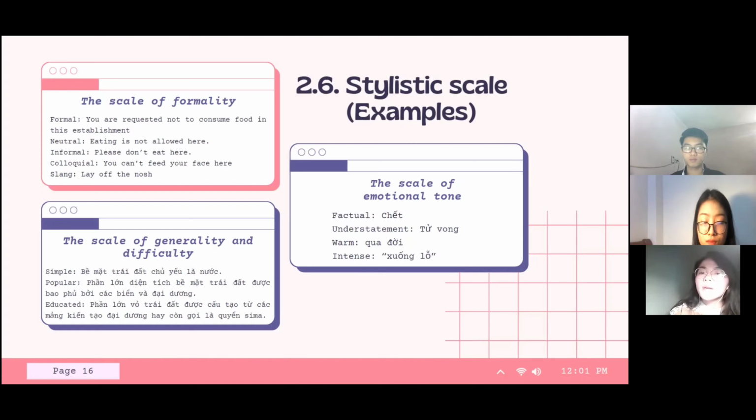And the next part is about the setting of text. And Mr. Hiếu, can you help me to introduce this part?